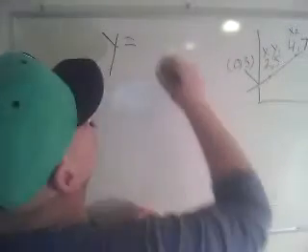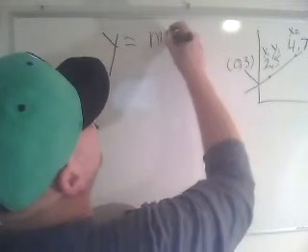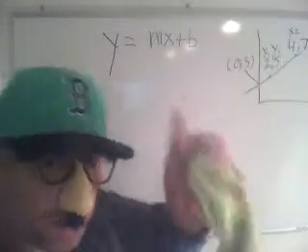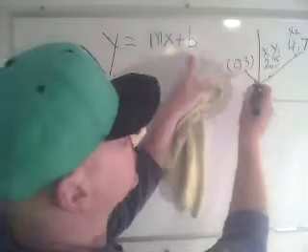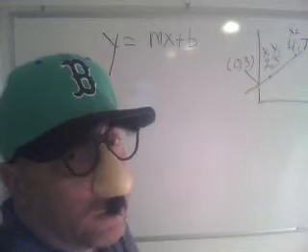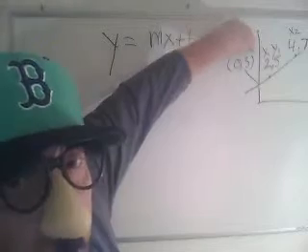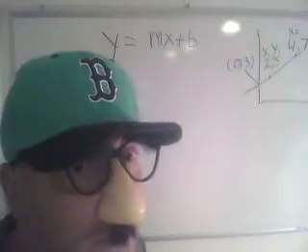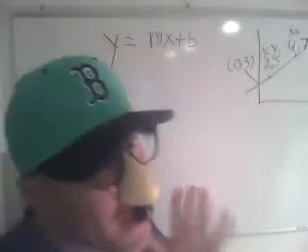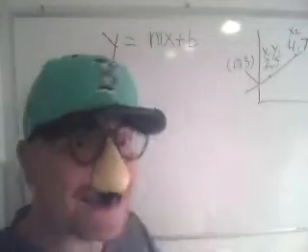y equals mx plus b. m is the slope, which we just calculated, and b is the y-intercept. Now, since the y-intercept is always going to be on the y-axis, the x-coordinate is always going to be 0, because it's sitting right here on the y-axis. By definition, the y-intercept is on the y-axis.